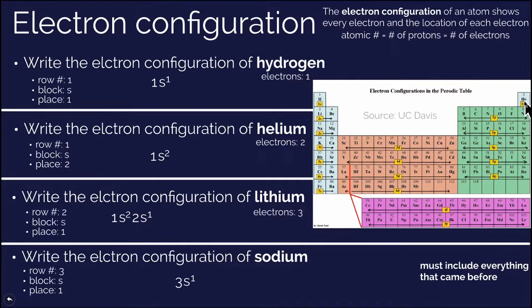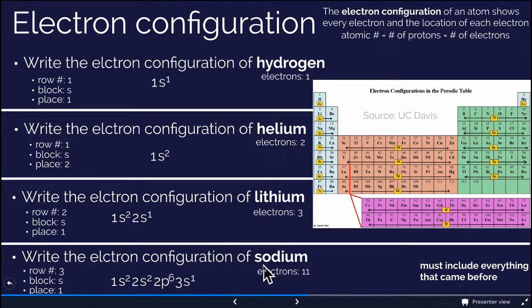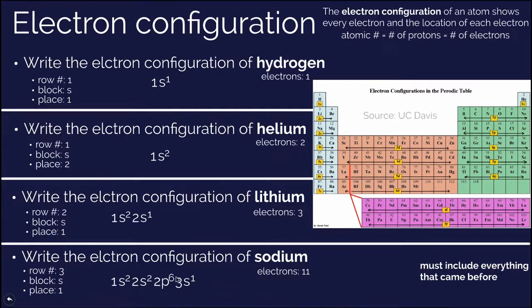That'll be 1s2. Lithium and beryllium, this is 2s2. And finally, we get through the p block. So now we put in 2p and then the number of places we move through in the p block. So 1, 2, 3, 4, 5, and 6. So this is where we get that superscript 6 of 2p. So the full electron configuration of sodium will be 1s2, 2s2, 2p6, 3s1.